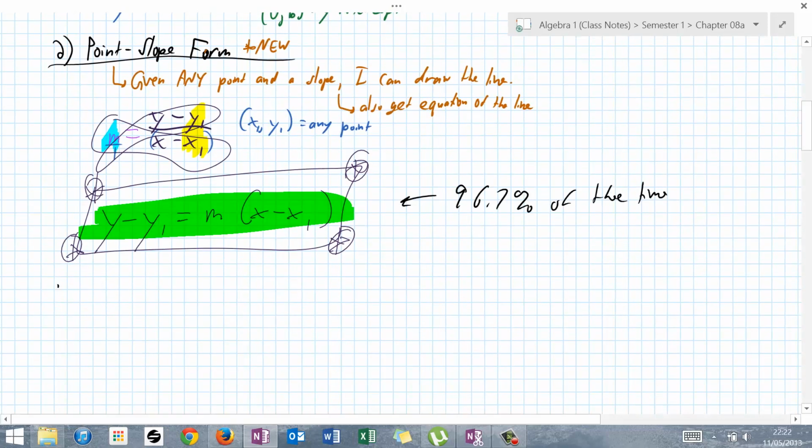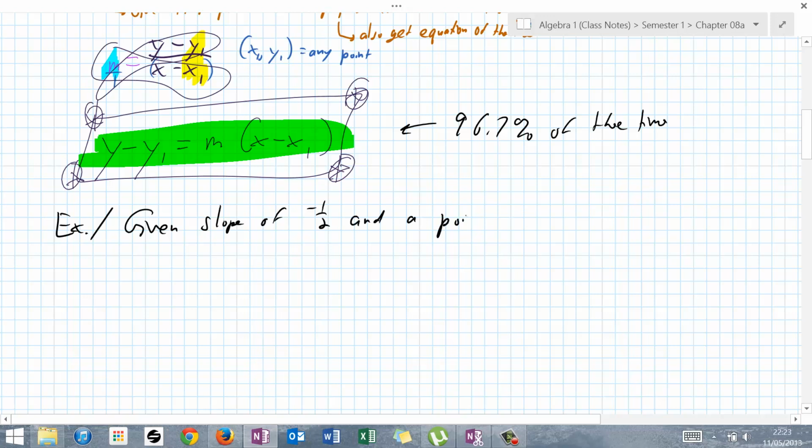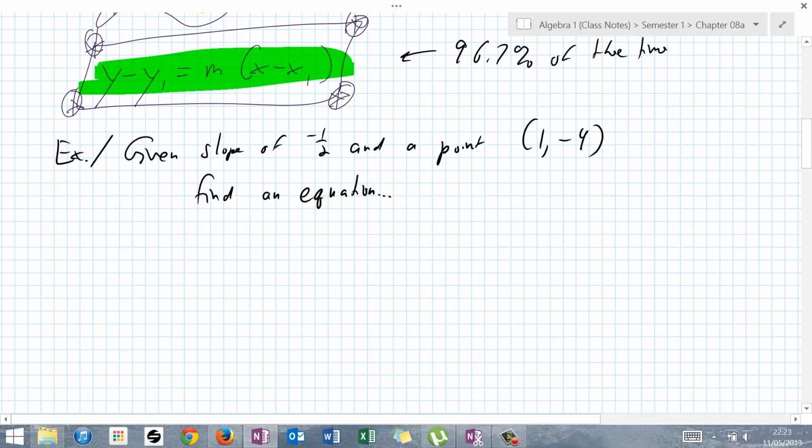So let's do an example of when you're going to use this. And I kind of emphasize this: you will use this a lot. So here's one. Given a slope of -1/2 and a point of 1, -4. So there's an ordered pair of 1, -4 and a slope of -1/2. Find an equation. Now when I say find an equation, I haven't said what form it's in. So right now we just want an equation of some type.